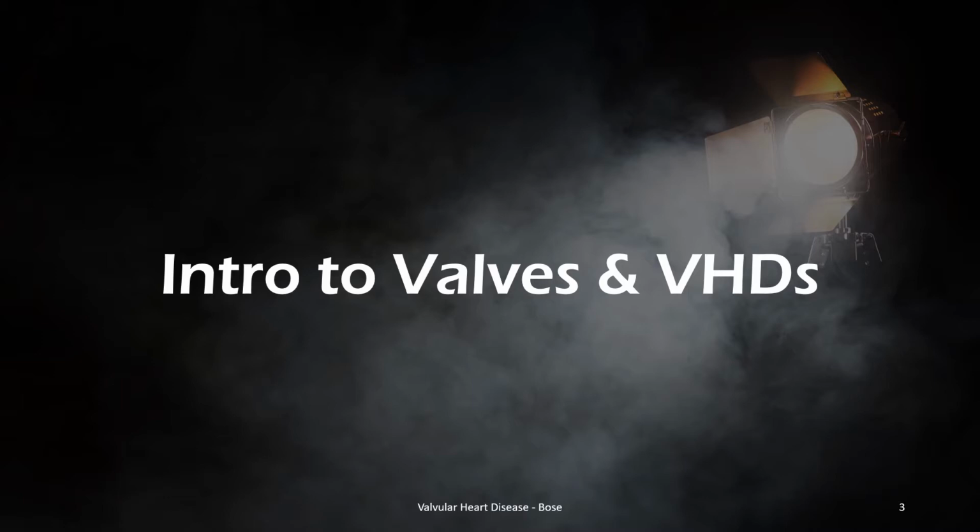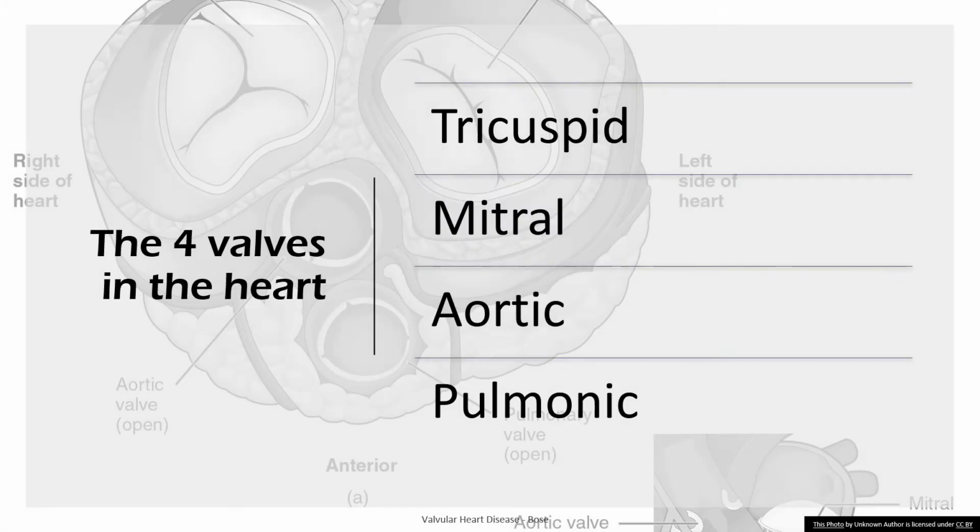Let's get an overview of the valves of the heart and valvular heart disease. As you have reviewed in cardiac anatomy before, there are four valves in the heart: the tricuspid, mitral, aortic, and the pulmonic valves.